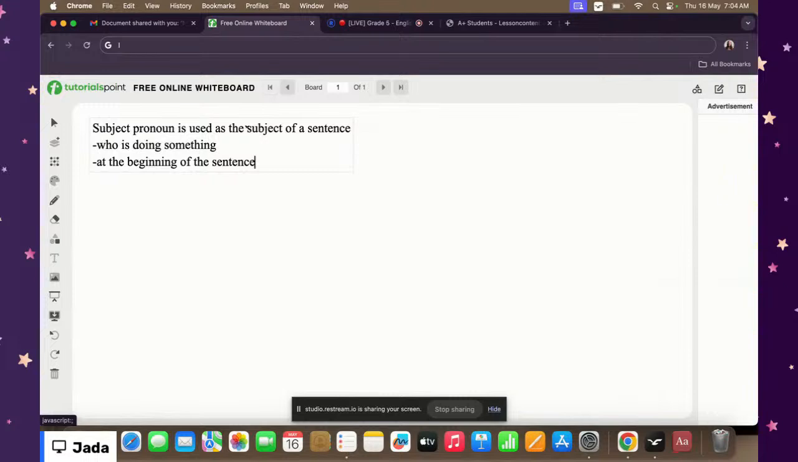Okay, so note that it is the subject of a sentence or a clause. Then it tells you who is doing something, so who is doing the action in the sentence, and it's also usually at the beginning of the sentence.